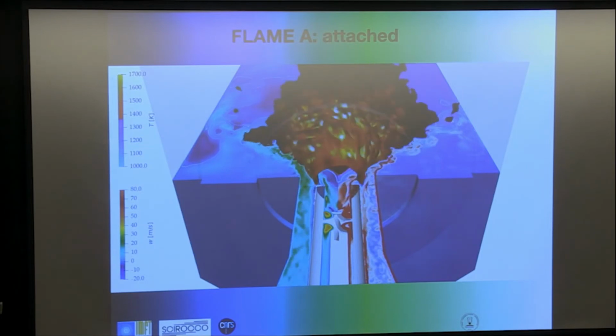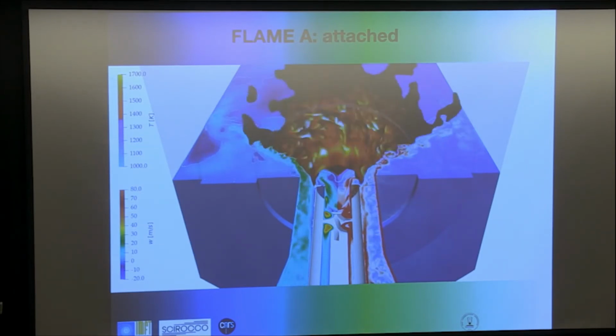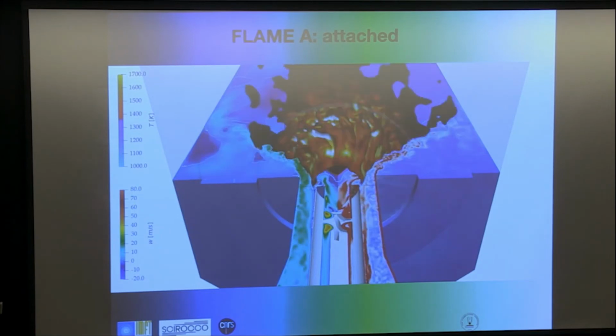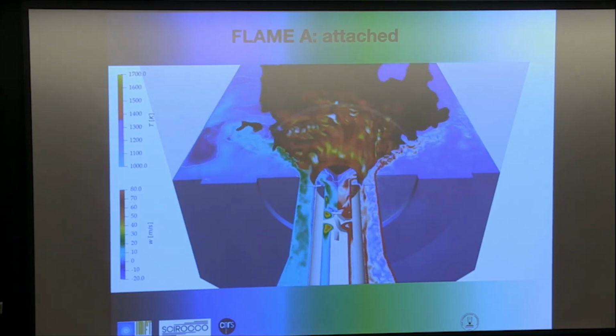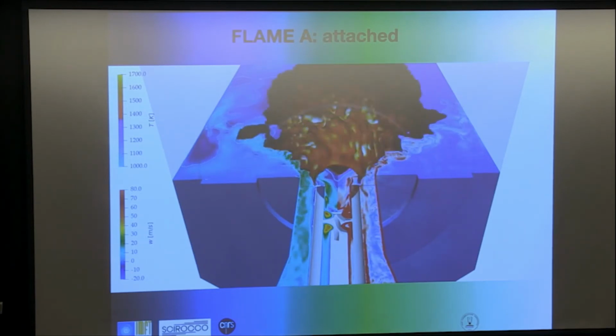And of course, like always, it makes nice movies. Not sure that it increases the scientific quality, but at least you visualize what's going on. You see the flame is stuck here to the lips. It's a diffusion flame for this case.